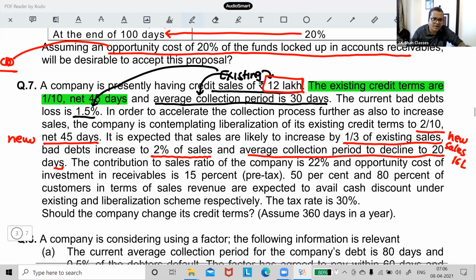How much will it become? 20 days. Contribution to sales ratio is 22%. Okay, fine. You know what we have discussed: sales minus variable cost gives you contribution. Correct? We had a discussion on this yesterday also. So if the sales is 100, they are saying that the contribution is 22. So can we find variable cost as a balancing figure? Yes, now we can find it.